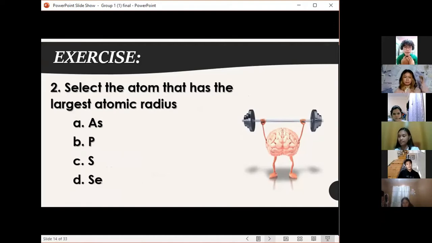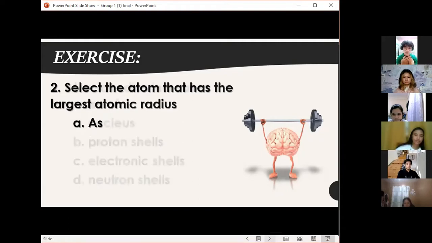Select the atom that has the largest atomic radius. A. Arsenic. B. Phosphorus. C. Sulfur. Or D. Selenium. The answer is letter A, arsenic, because as discussed by Leonard, the atomic size increases when going from right to left across a period, and the atomic size increases when going from top to bottom. And the position of arsenic in the periodic table is the farthest left and farthest bottom compared to the other choices.